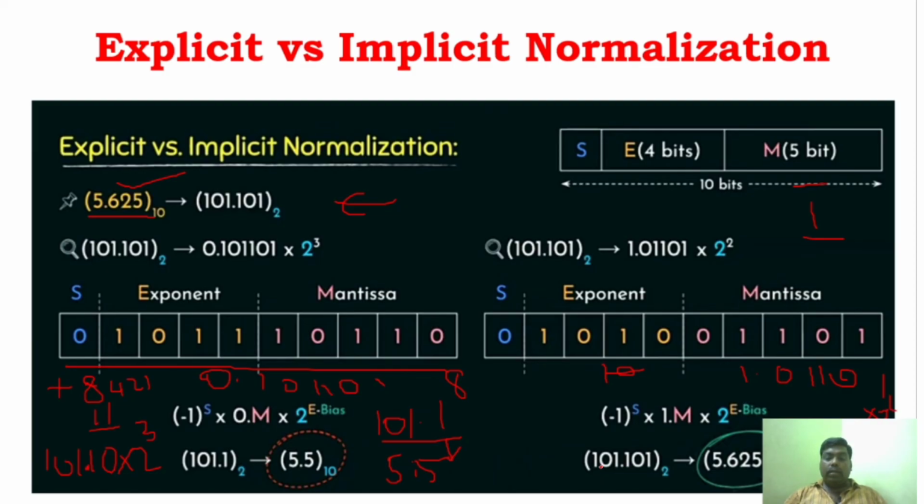So you have to move the decimal point here. So it's 101.11101, correct? This value is 5.625. You're getting the exact value. That's because you can see here, this one is 0. So if we just decode the same representation, we get the exact value in implicit normalization, but we get only 5.5 in explicit normalization. That is why in computers we normally use only implicit normalization.